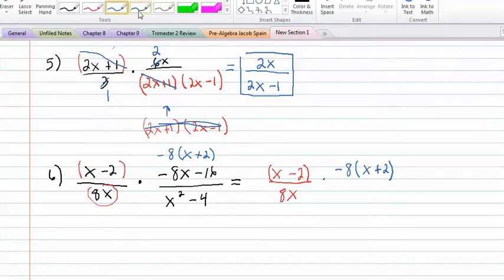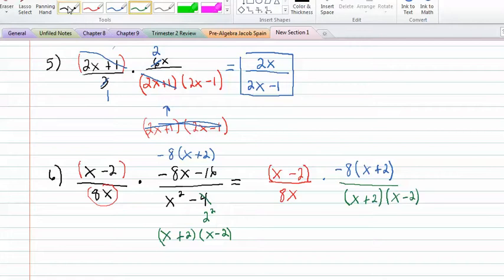Okay, now let's look at the bottom. Do you recognize this as, and I hope you do by now, a difference of squares? Could I rewrite this as x plus 2 and x minus 2? And that's what goes over here, replacing this, x plus 2, x minus 2. Alright, now I did quite a bit of work there to get my final result.